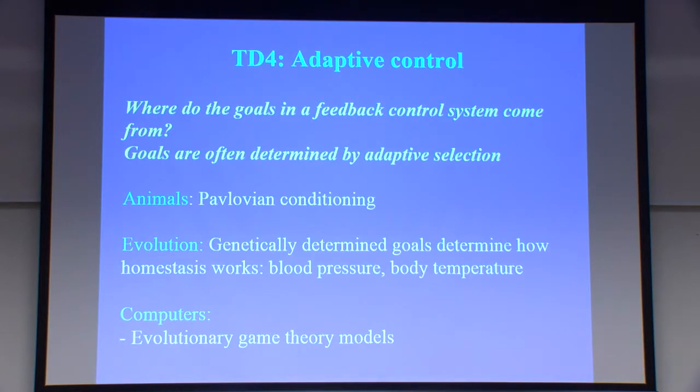Another example is Pavlovian conditioning. In Pavlovian conditioning, a conditioned animal is basically a feedback control system. You do something and it will try to attain the goal which you've told it to do. If you now change the training, so you used to shock it with certain income, you change the conditions, you give it a reward instead of a shock, or vice versa, then the dog will adapt to this new situation. And so Pavlovian conditioning, when you change the conditions, is an example of adaptive control. The dog changes its goals when you do that. Genetically determined goals determine how homeostasis works, blood pressures, body temperatures, and so on.